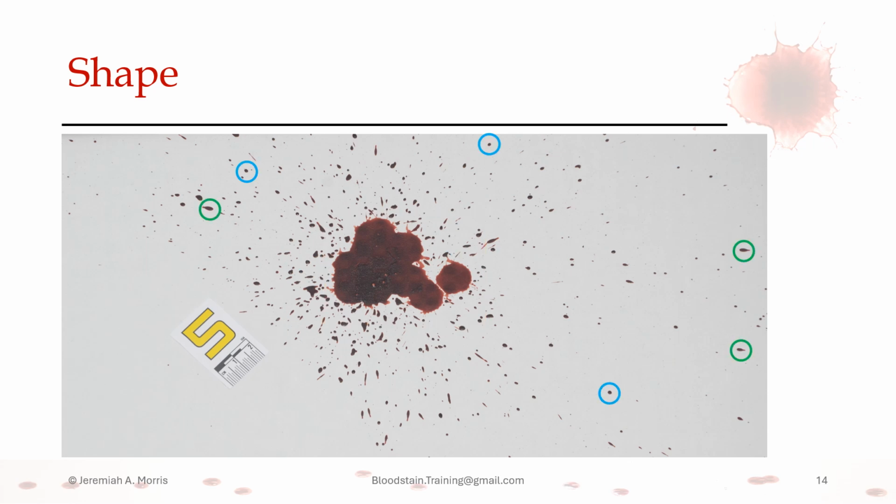As we extend to the outside, we can see that we have two different types of stains, these small stains that are surrounding it. We've got circular as well as elliptical stains. If we look at the light blue circles, we can see that those light blue circles are around small stains that have a genuinely circular appearance to them, whereas the green circles are around those stains that have an elliptical shape to them. So that's how we can break down the shape of a pattern.